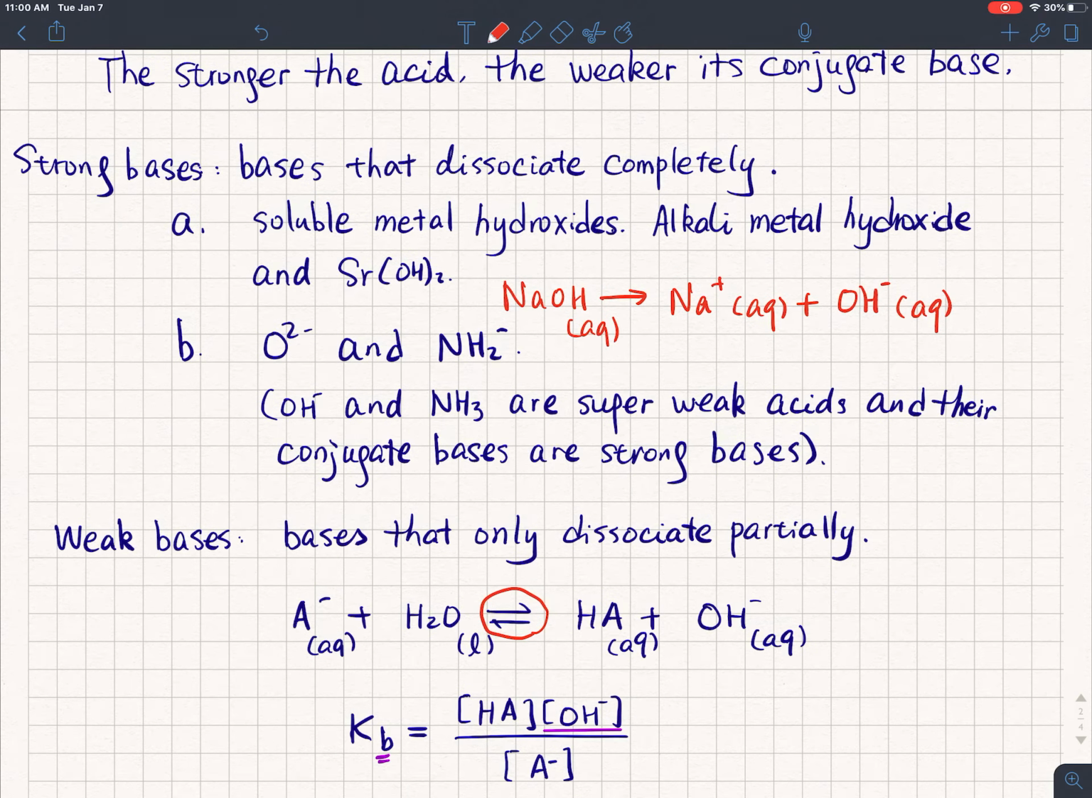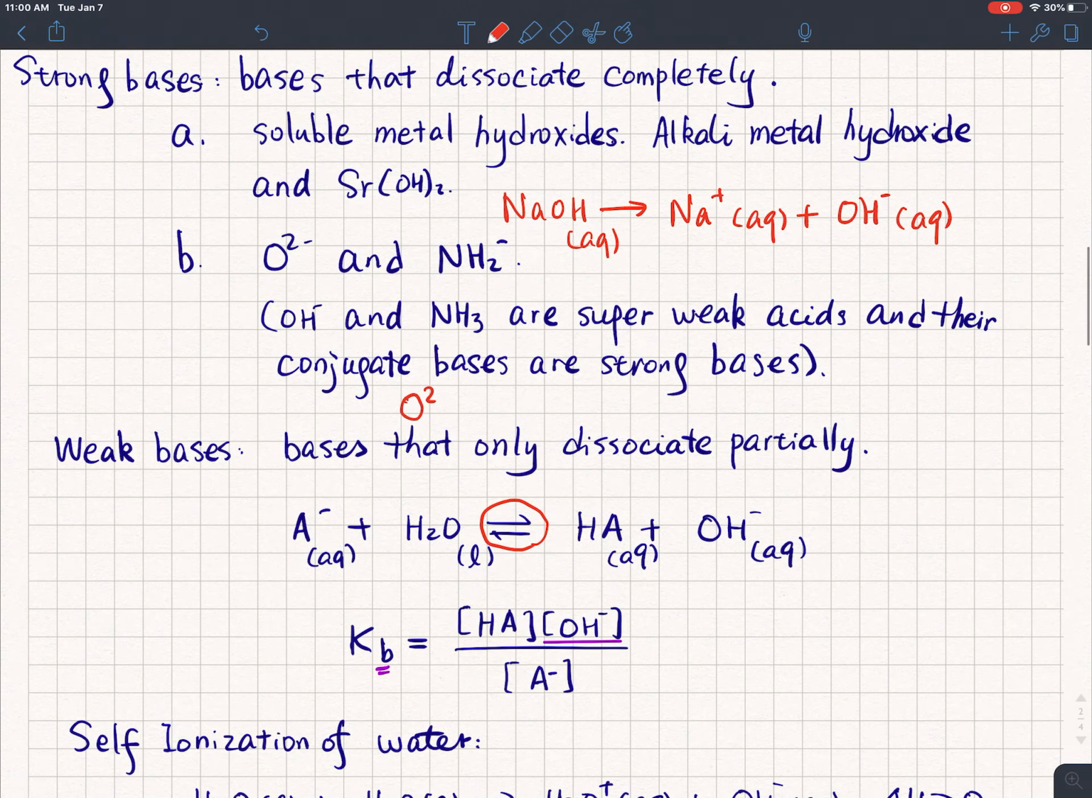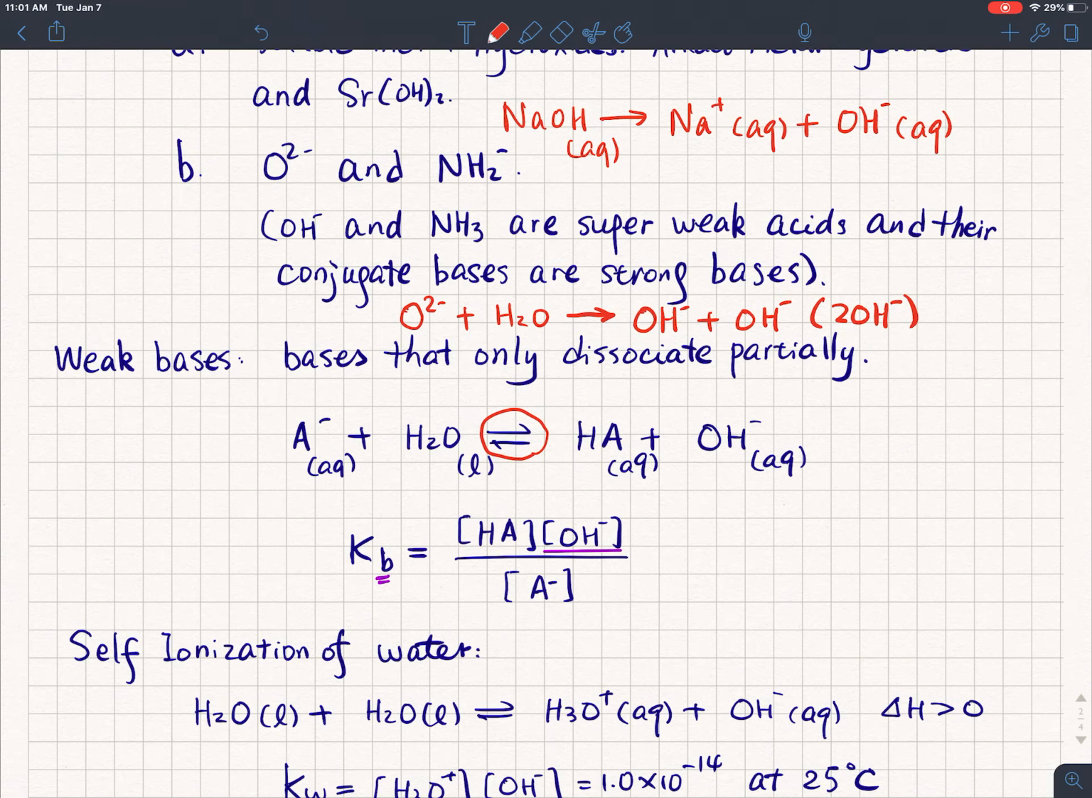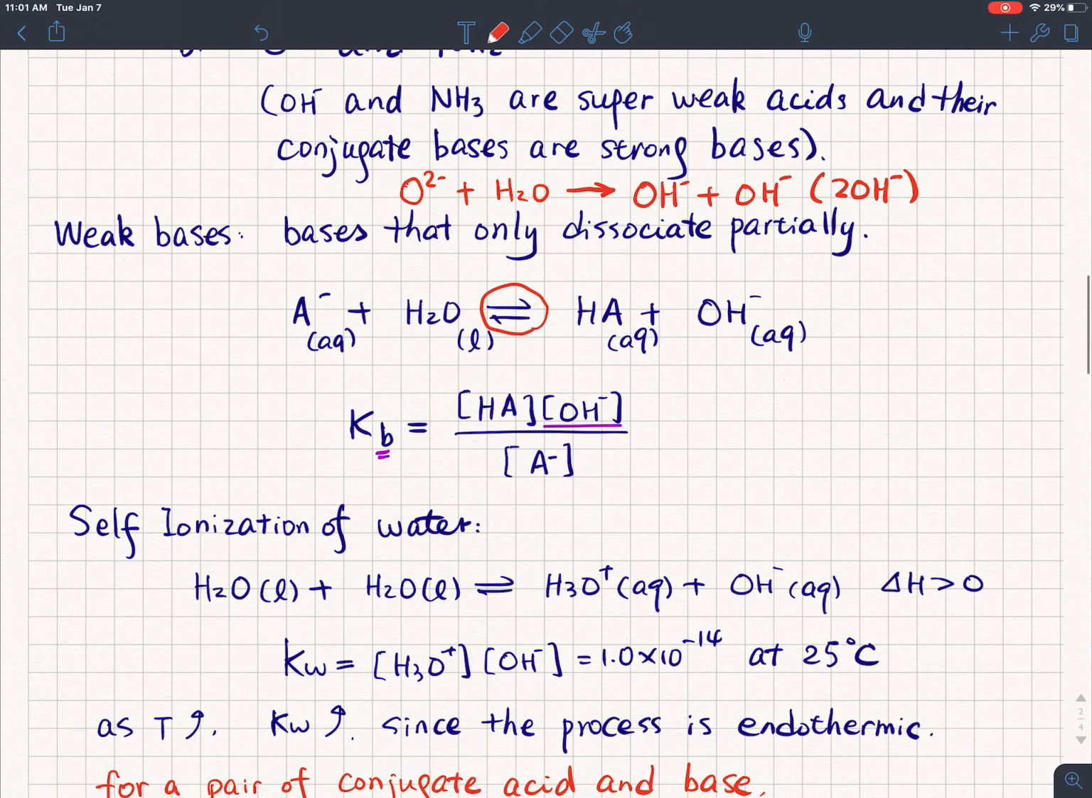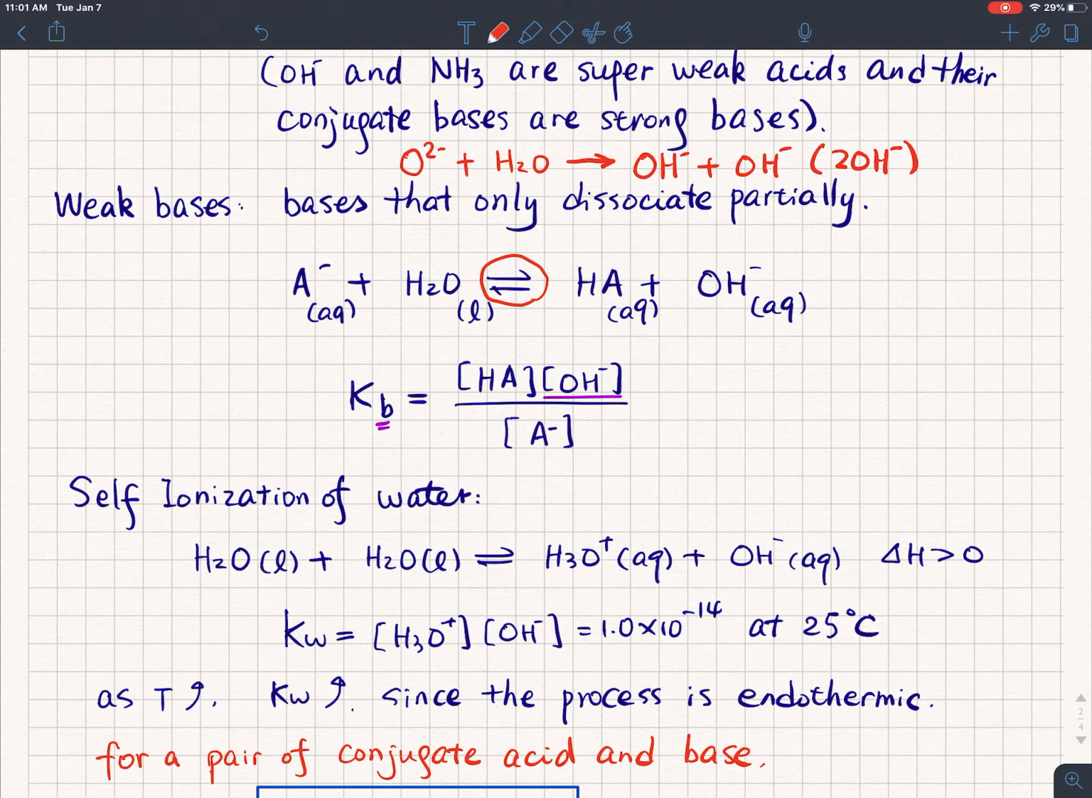But there are 2 additional strong bases apart from the metal hydroxides: the oxide and the amide. Oxide is a strong base, so when oxide reacts with water, it's a one-way arrow because it's 100%, and the O2- will be a proton acceptor, so it becomes OH-. At the same time, water is a proton donor, and it also becomes OH-. So as a result, when O2- behaves like a base, you actually produce 2 OH- in the end. Weak bases are bases that can only dissociate partially. Again, a weak base will react with water and produce OH- in an equilibrium. Similarly, the Kb can be defined as HA times OH- over the base at the denominator. So if an acid is relatively strong, then its conjugate base will be relatively weaker.